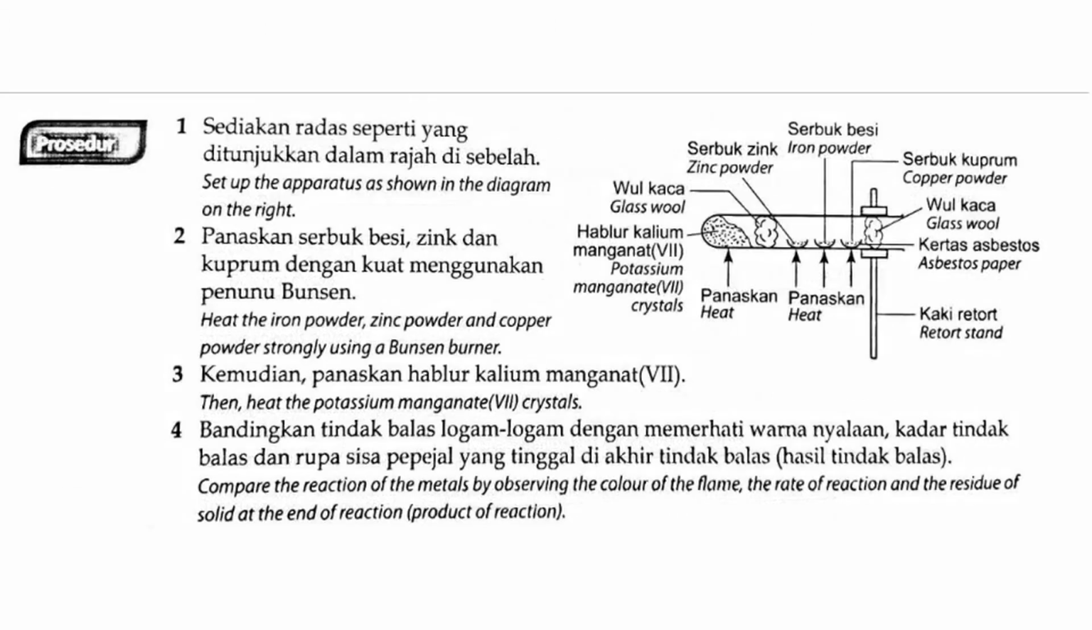Procedure: set up the apparatus as shown in the diagram on the right. Heat the iron powder, zinc powder and copper powder strongly using a Bunsen burner. Then, heat the potassium manganate(VII) crystals. Compare the reaction of the metals by observing the color of the flame, the rate of reaction and the residue of solid at the end of the reaction, the product of the reaction.